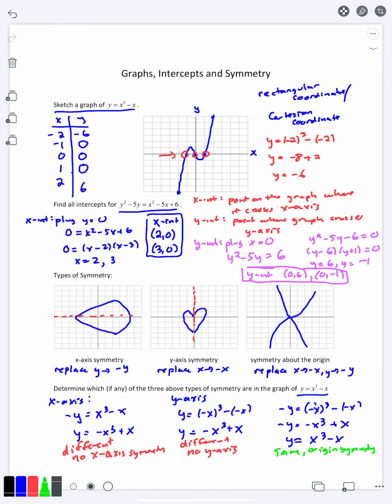So these are just a couple of quick little ideas about graphs and things that we're going to ask you to check on. Just a few different procedures here that you should know.